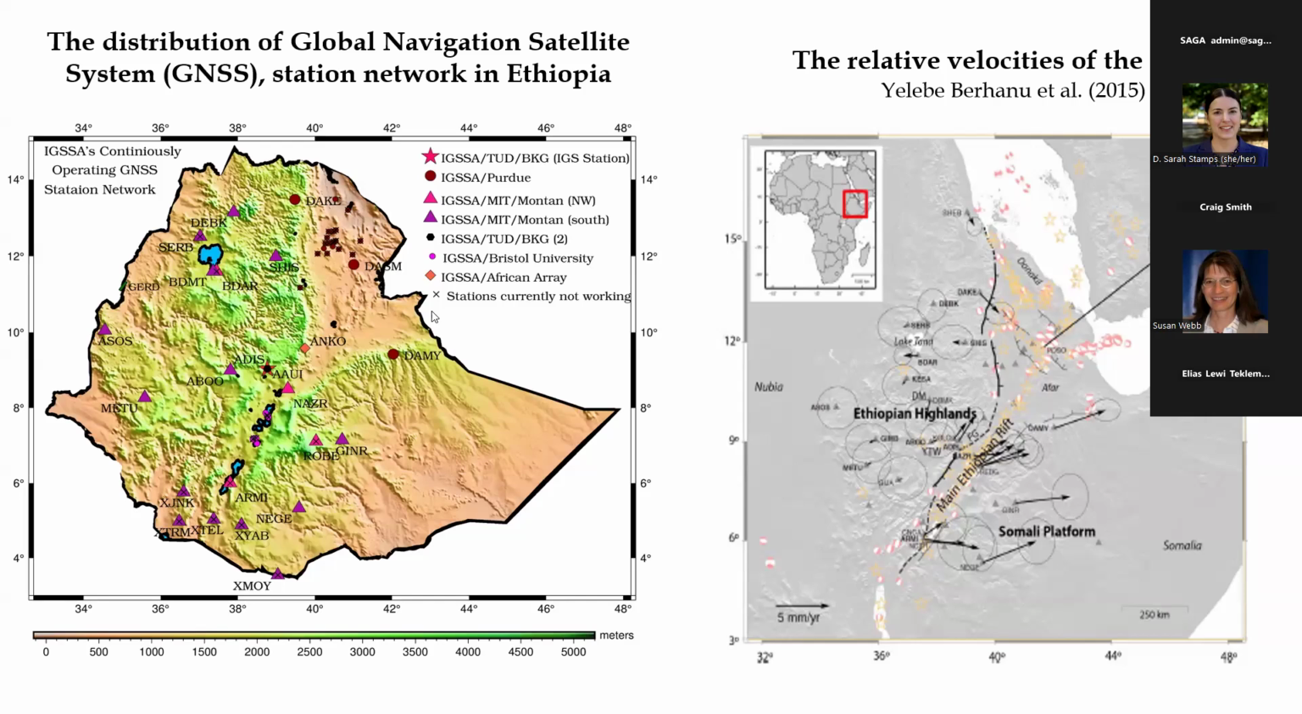Okay, thank you. So now, as you can see, the velocity field, when we are fixing the Nubian plate, even within the Nubian plate, stations around the rift system are moving. But when we go far away, for example to the region like Asosa or Bahardar, the velocity is getting very low. This goes very well with the earthquake distribution.